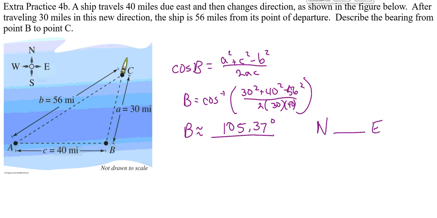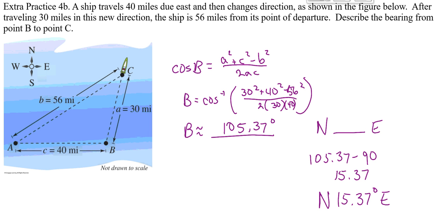That's north something and then east. And we do the 105.37 minus 90. So our new bearing is north 15 degrees 37, or 15.37 degrees east, as we look at that.